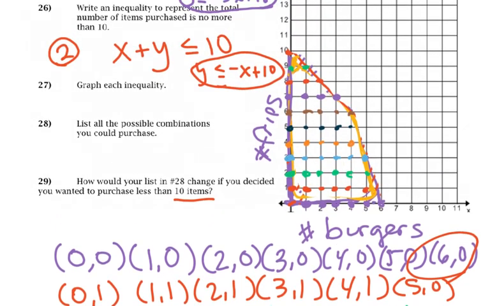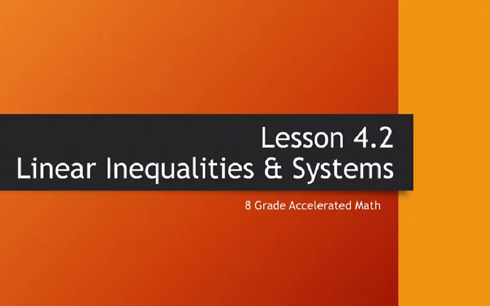So that's just an example of how linear inequalities would define something in real life. Of course, in this example, you can't buy like 2.5 burgers and 6.5 fries. So it's actually not a blanket on here like we had originally. It actually is just all of those points because of the limitations of the real world situation. So just an application for you there. Okay, that is the end of lesson 4.2.